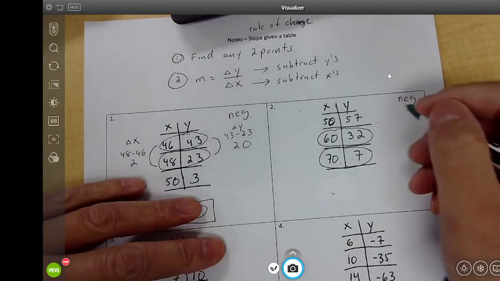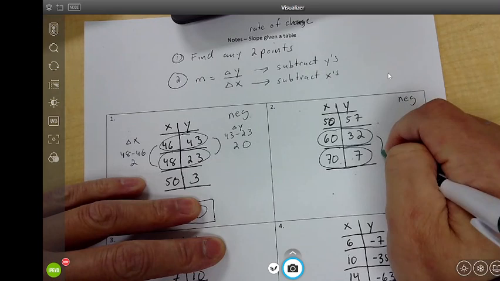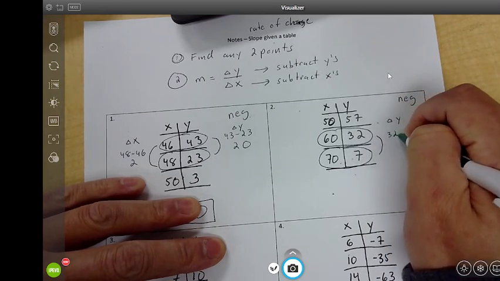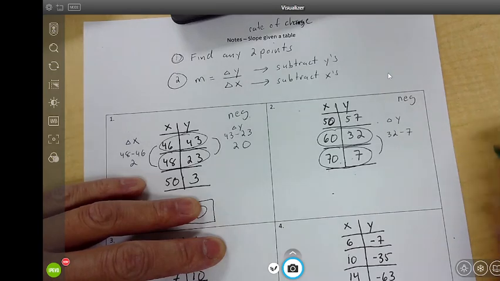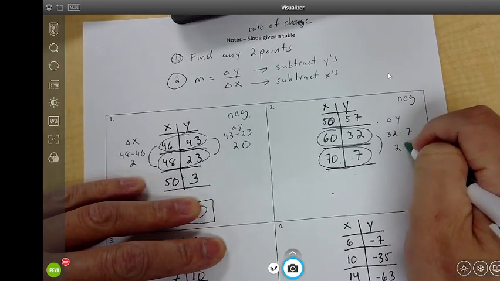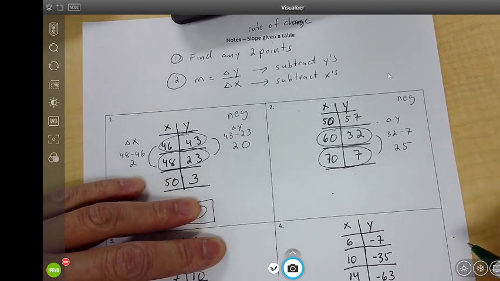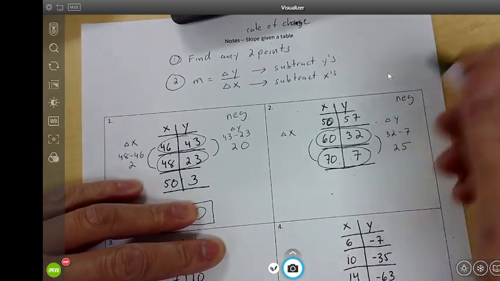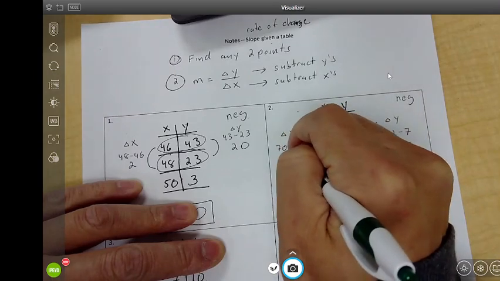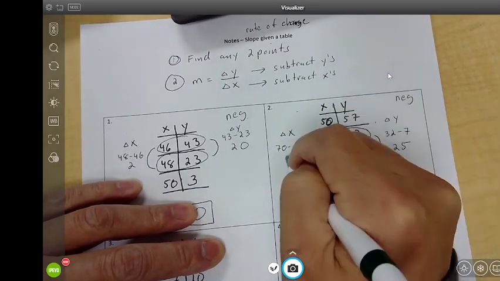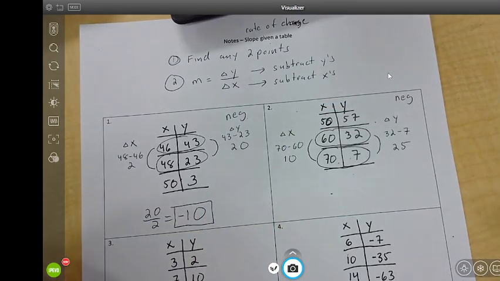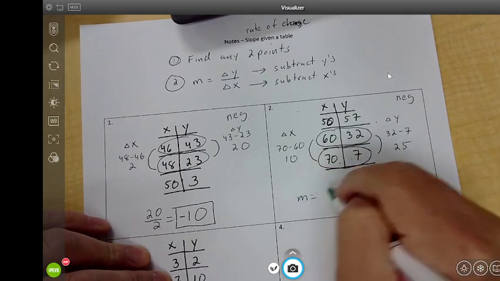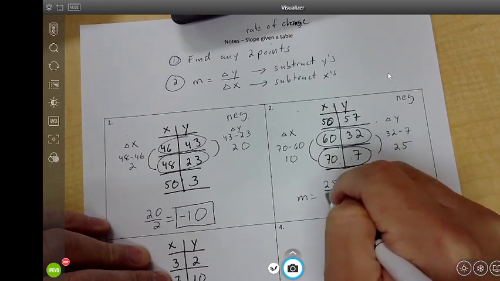Alright, so I'm going to go ahead and find my change in y. So my change in y, I'm going to do 32 minus 7. 32 minus 7 is 25. There's my change in y. And then I'm going to do my change in x. Alright, so for change in x, I'm going to do 70 minus 60. 70 minus 60 is 10. Okay, so my change in y over change in x, my slope is going to be 25 over 10.